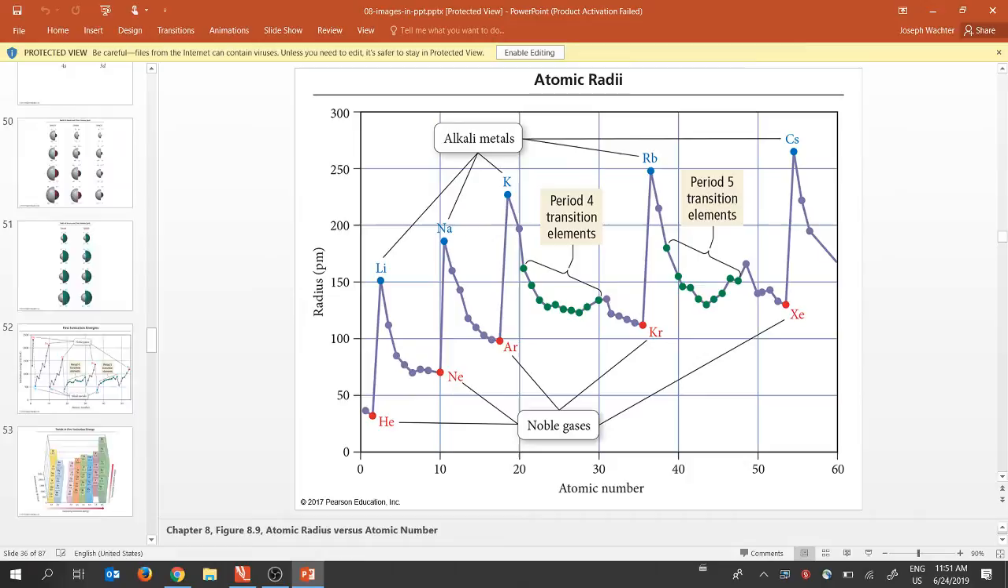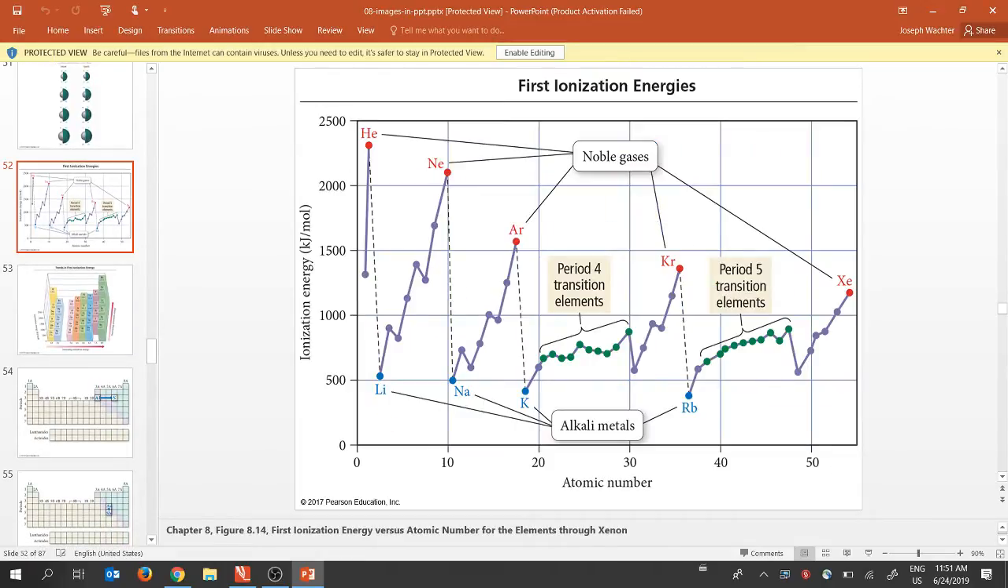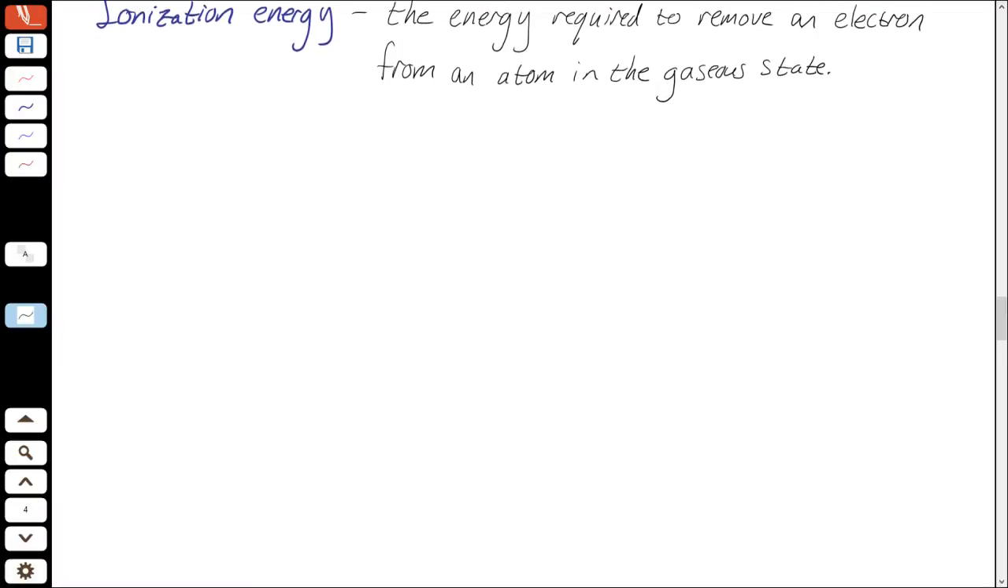There are successive ionization energies. So you can have first ionization energies, which is removing the first electron. Then you can have a second ionization energy, removing the second electron, then the third one, and so on. You can remove as many electrons as you want if you have enough energy.